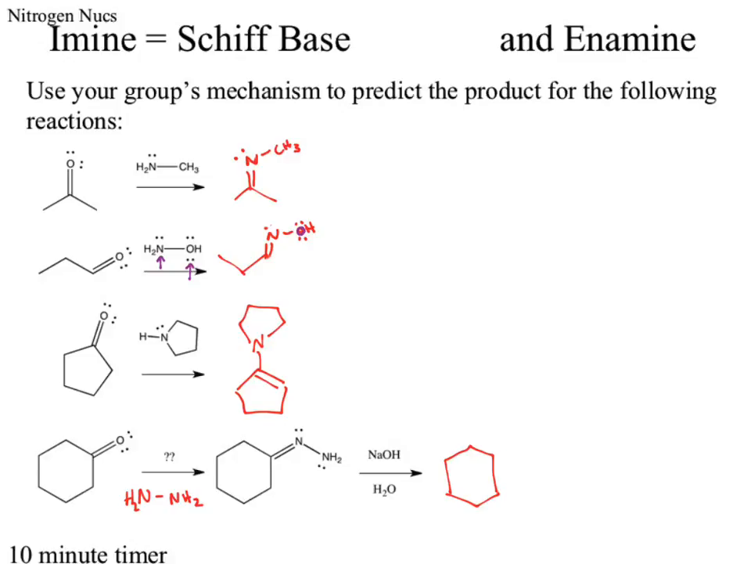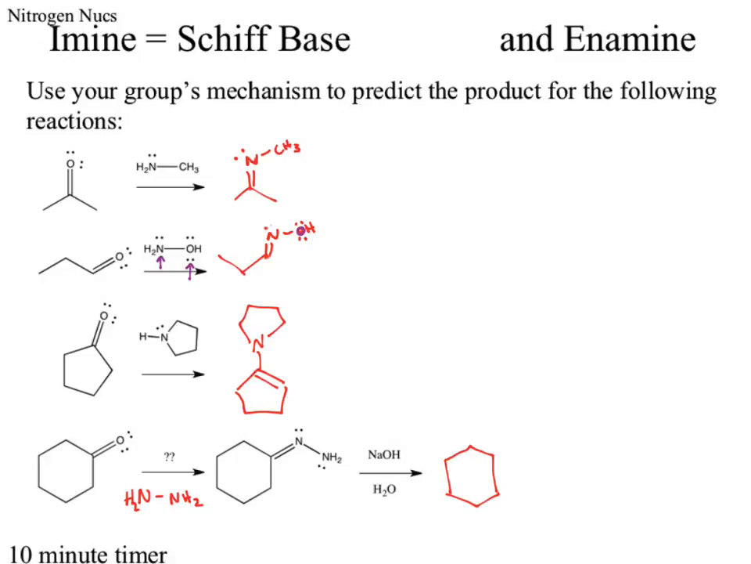Why is the nitrogen the one that's the nucleophile and not the oxygen? Nitrogen's a stronger nucleophile than oxygen because nitrogen is what? Less electronegative than our oxygen. Okay, so that makes it the stronger nucleophile. That's why the nitrogen is the one that attacked. Okay? And the third one.